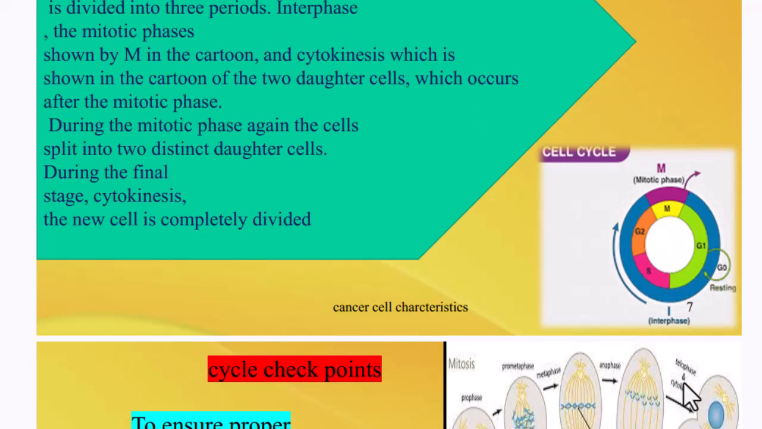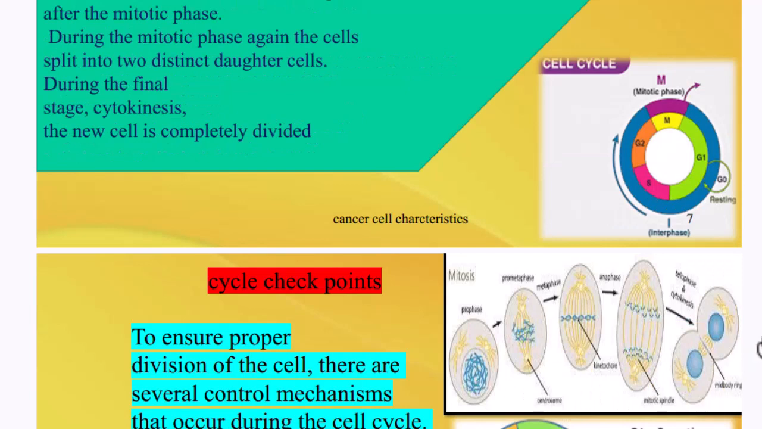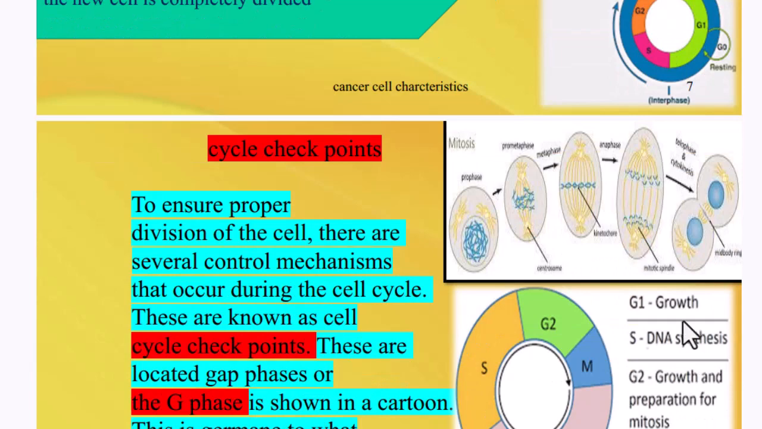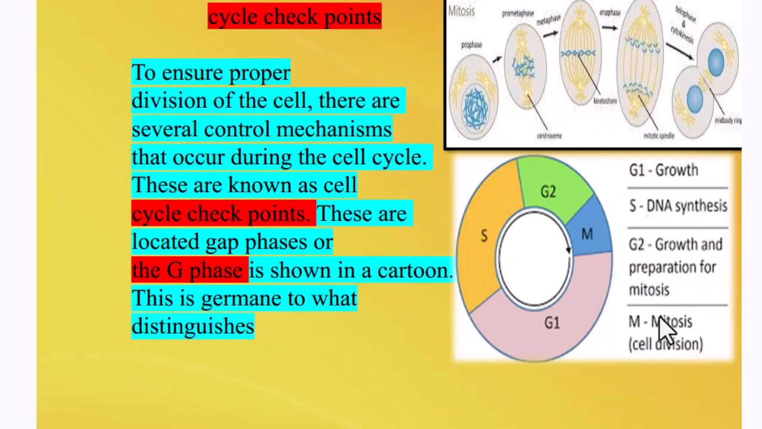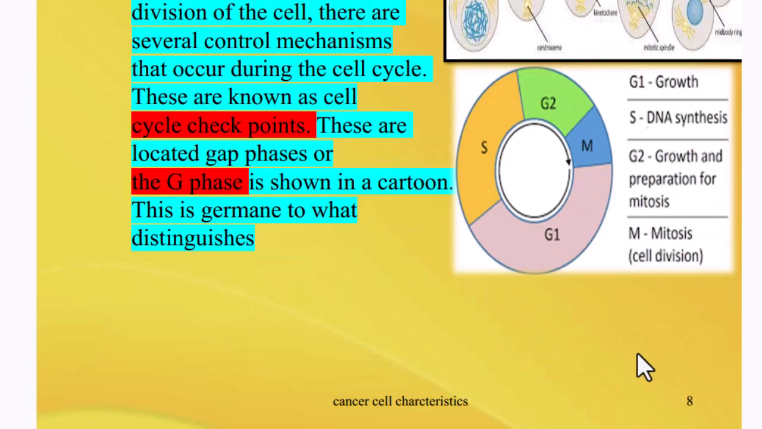During the mitotic phase, again, the cell splits into two distinct daughter cells, and the new cell is completely divided. In this cell cycle there are checkpoints. To ensure proper division of the cell, there are several control mechanisms that occur during the cell cycle, known as the cell cycle checkpoints. These are located in the gap phases. The G phase is shown in this cartoon.